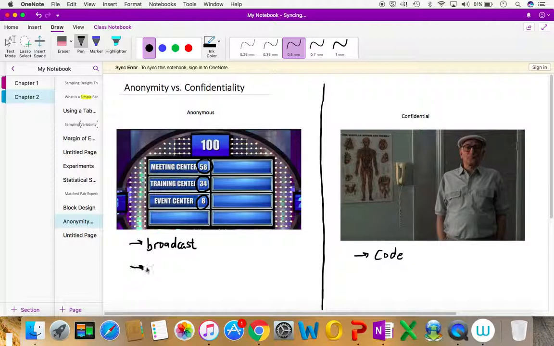Another word to think of is this word blind. We've used this word before in experiments. When we talk about a double-blind experiment, it's when neither the subjects know whether they're receiving treatment or not, and also the person conducting the experiment has no idea who's receiving the treatment and who is not. Very similar concept here. If something's anonymous, as the person conducting the survey, as the person conducting the conversation, as the person conducting the interview, I have no idea where that information is coming from.